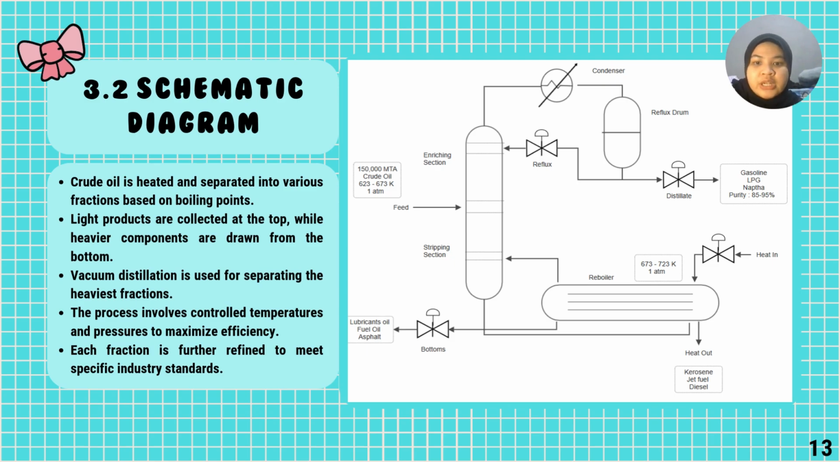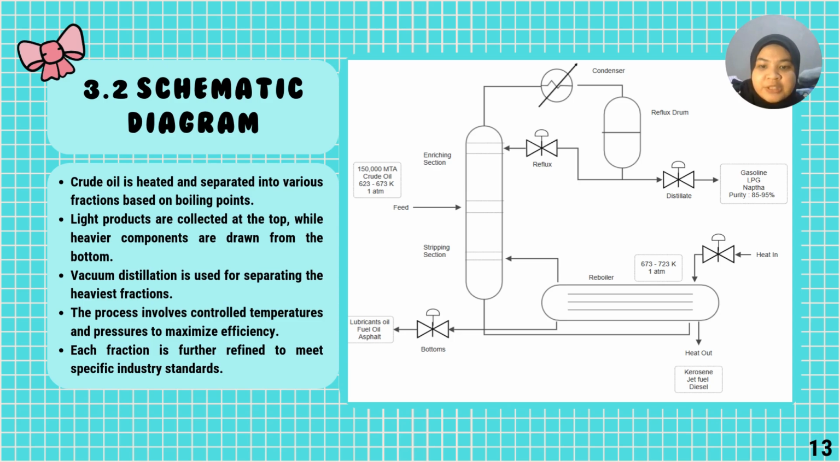Distillation aims to separate these components efficiently, with light products refined for purity, and middle and heavy products meeting specific performance standards. The figure shown is the schematic diagram where crude oil is heated and separated into various fractions based on their boiling point. The light products are collected at the top. They start with the feed and enriching section, go through the condenser and reflux drum, and then the distillate at the top can produce gasoline, LPG, and naphtha with a purity of 85 to 95%, while the heavier components are drawn from the bottom, which will have the lubricating oil and fuel oil as residue, while the reboiler and heat out the product middle distillates such as kerosene, jet fuel, and diesel.